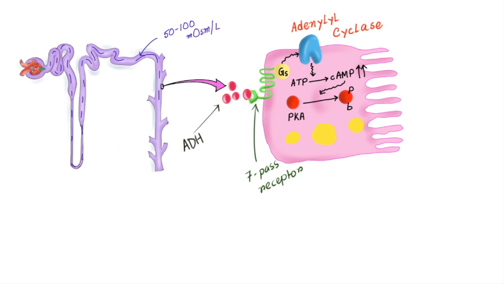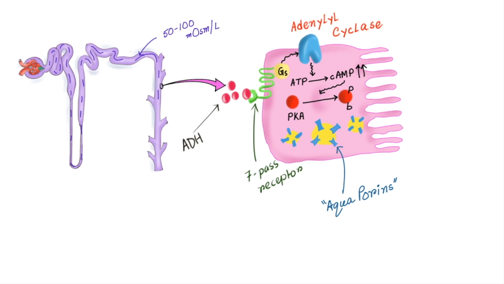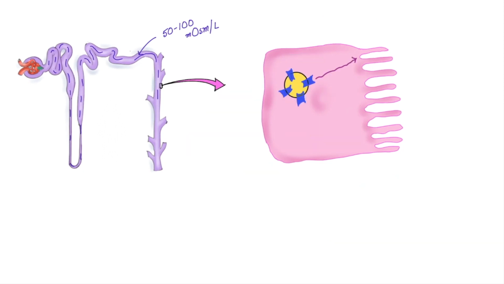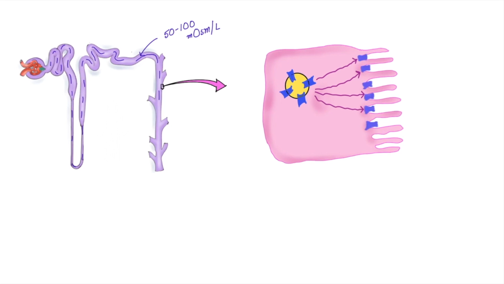Now you can see there are some intracellular vesicles. Those vesicles have some special protein channels which look like pores, and water can pass through them. That's why those protein channels are called aquaporins. Now protein kinase A phosphorylates those proteins and they get fused with the luminal membrane of the nephron.